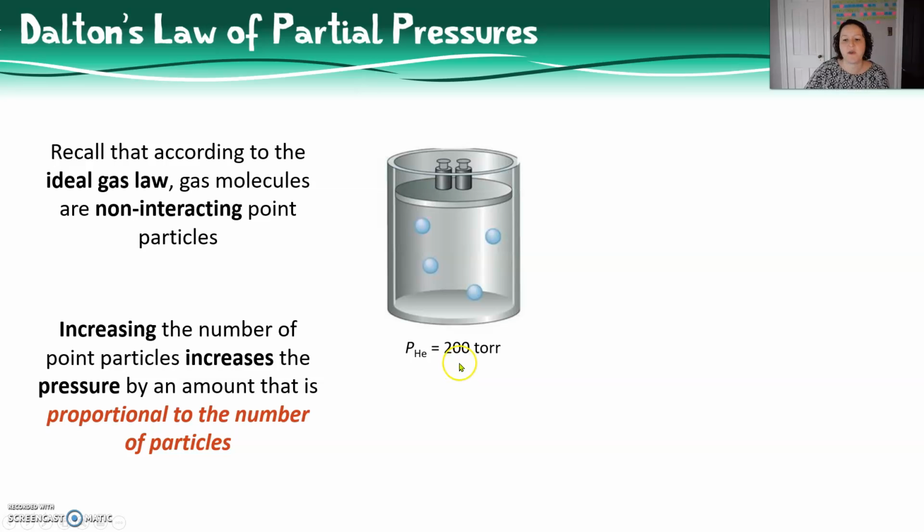At a constant volume and constant temperature, the sample of helium shown here has a pressure of 200 torr, as indicated by the two 100 torr weights that are being used to balance the pressure of the gas at the top of this diagram.